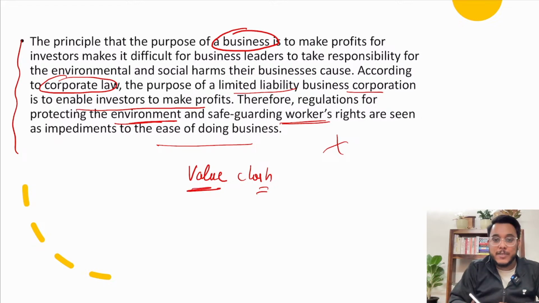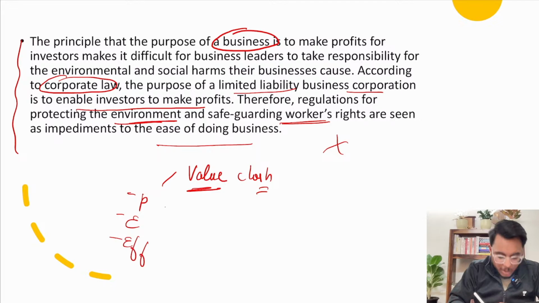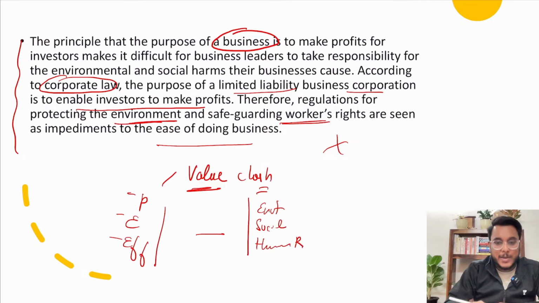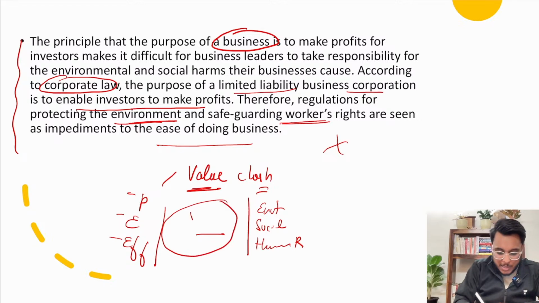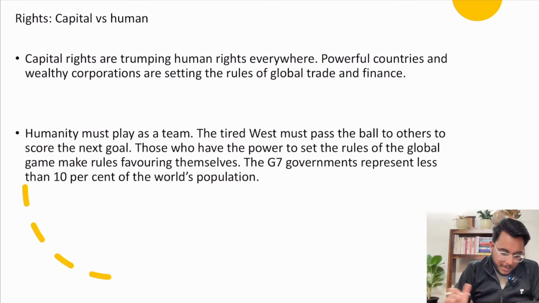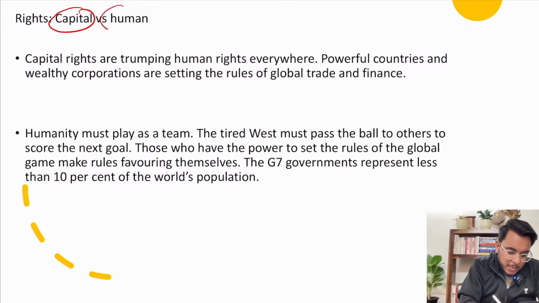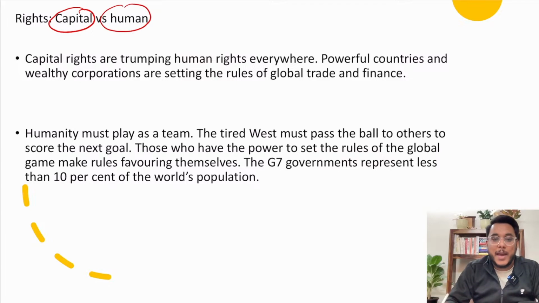So business values are of profit, of efficiency, of effectiveness, all these particular kinds of things. But at the same time, environmental values, social values, values of human rights, they are not being taken up. So these two types of values are also in a kind of conflict. We can see this particular thing. Then after that, there is also the clash between capitalism versus humanism.